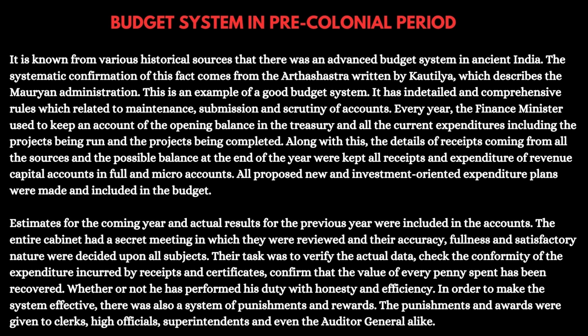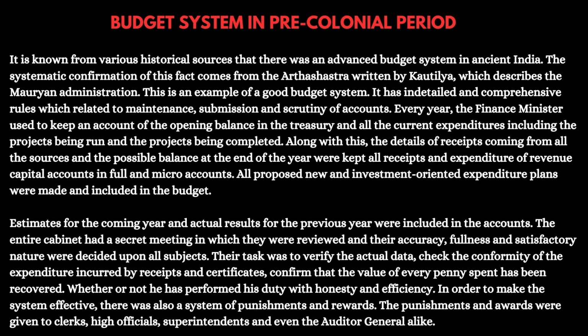Now we talk about the budget system in the pre-colonial period. It is known from various historical sources that there was an advanced budget system in ancient India. The systematic confirmation of this fact comes from the Arthashastra written by Kautilya, which describes the Mauryan administration. This is an example of a good budget system. It has detailed and comprehensive rules related to maintenance, submission and scrutiny of accounts.